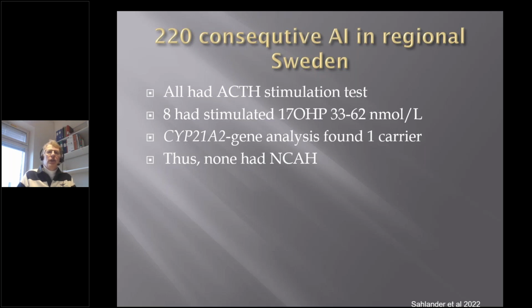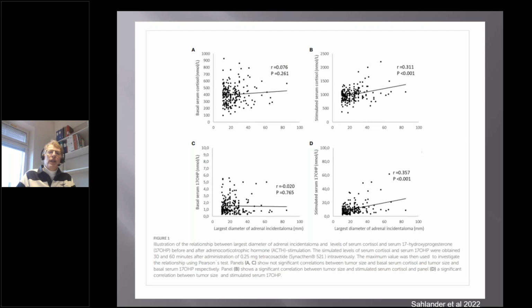So then we did a consecutive study of adrenal incidentaloma in regional Sweden. And we did ACTH stimulation test of all adrenal incidentaloma, and 8 were diagnosed with non-classic CAH biochemically. However, when we did the gene analysis, none had non-classic CAH, and 1 was a carrier. And how come? Well, we found that the stimulated 17-OHP is correlated with adrenal size. So that's another reason why, if you suspect a non-classic CAH, you should check the gene, especially if the patient has an adrenal incidentaloma at the same time.